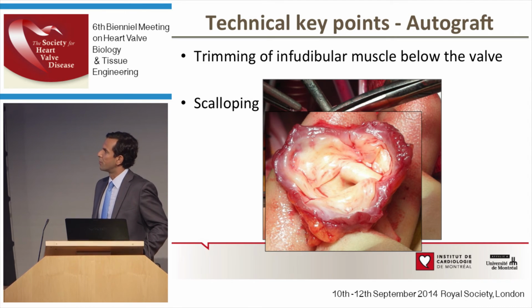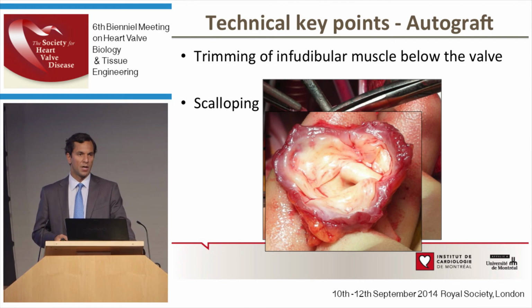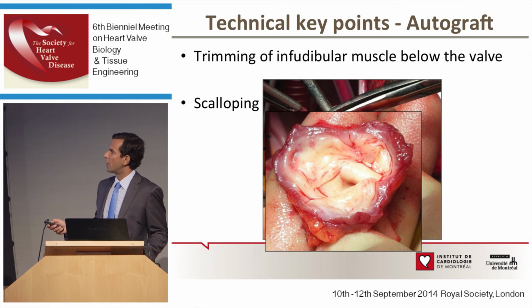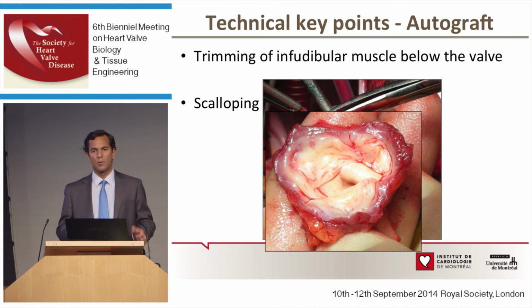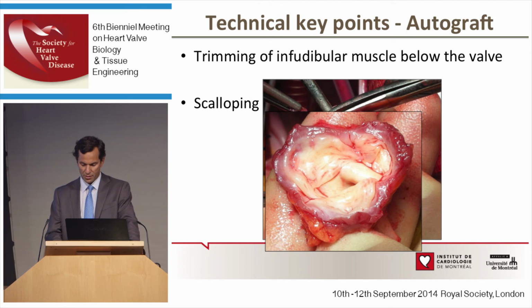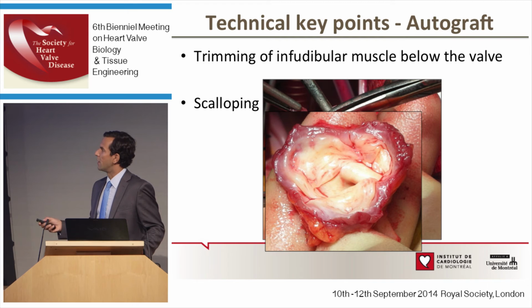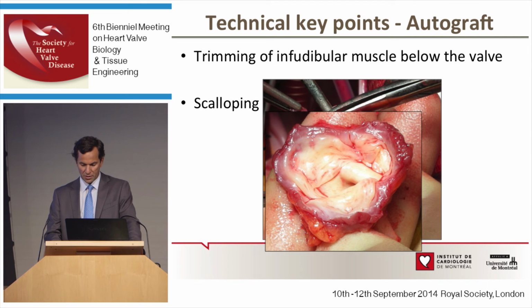The first and very important point is to trim the infundibular muscle under the pulmonary valve leaflets after harvesting the pulmonary autograft. This muscle here becomes devascularized after we harvest the pulmonary autograft and therefore provides no structural support. If one leaves a long sleeve of muscle here and implants that valve in a supraannular position on the aortic side, it will inevitably be prone to dilatation in the short and long term. It is important to scallop the autograft to follow the crown shape of the aortic annulus to best reproduce the functional dynamics of the root.